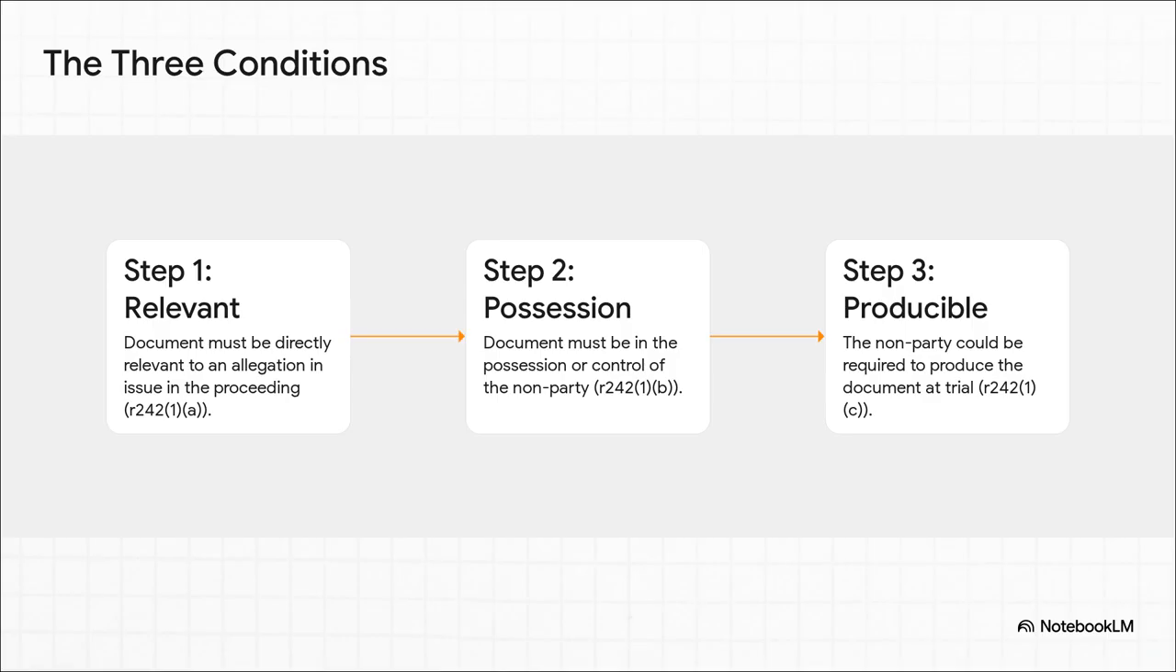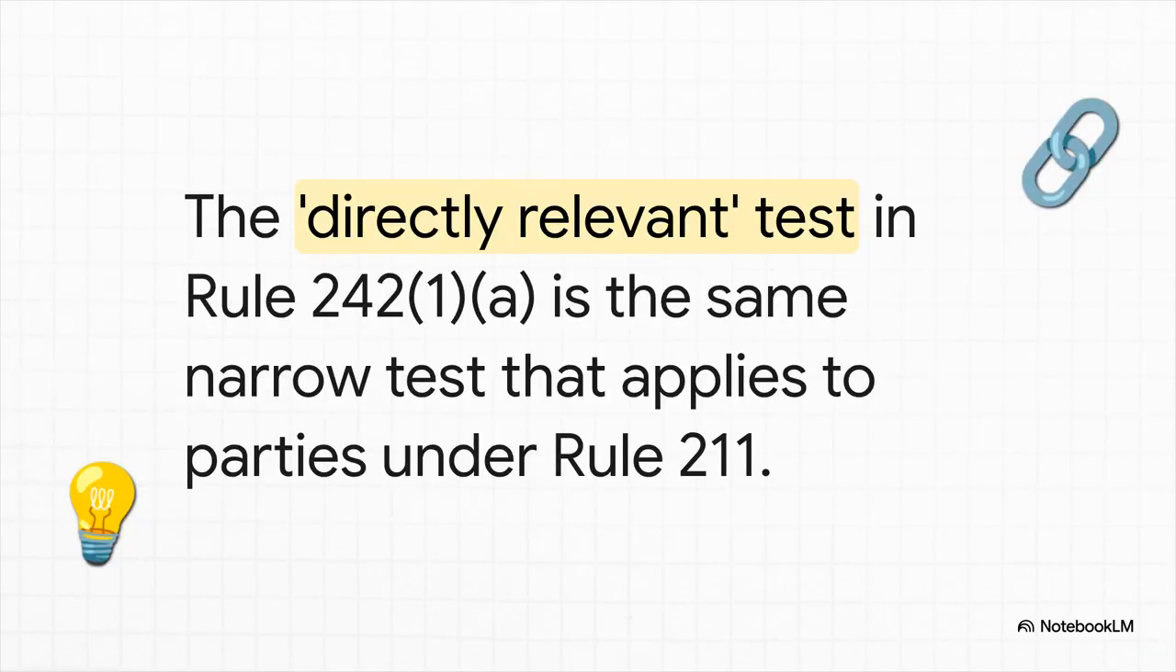No exceptions. Now here's a little nugget that examiners love to see you connect. That directly relevant test from Rule 242.1a, it's not some brand new idea. It is the exact same narrow test of relevance from Rule 211 that you already know from party-to-party disclosure. Showing you understand that connection demonstrates you get the underlying logic of the UCPR.